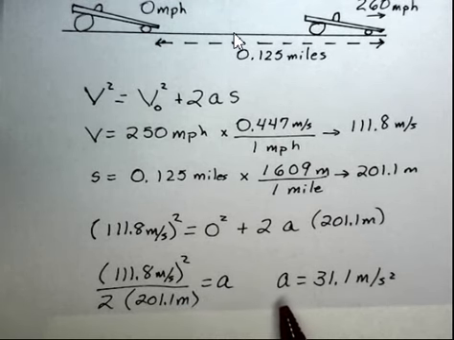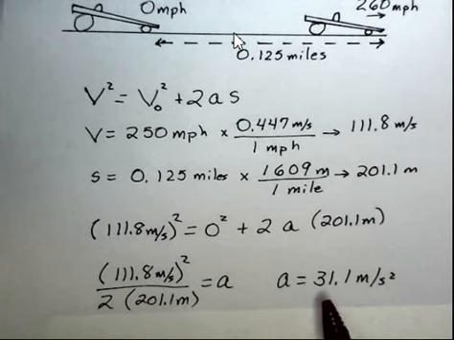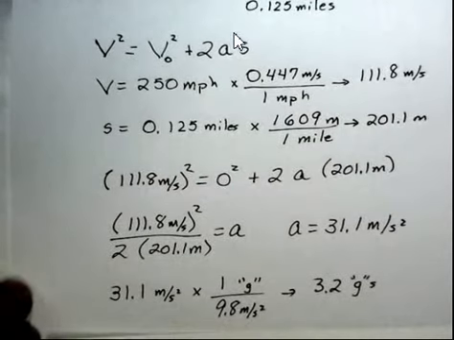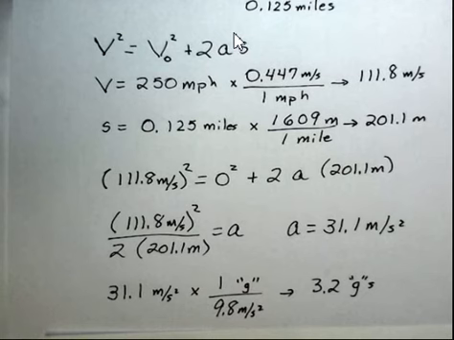Welcome back. So the acceleration number you found hopefully is near 31.1 meters per second squared. Is that a reasonable number? Well, what can we compare it to? Let's convert the units again. Instead of meters per second squared, let's convert it to Gs. 1 G is 9.8 meters per second squared on the surface of the Earth. So 31.1 divided by 9.8, I get about 3.2 Gs.